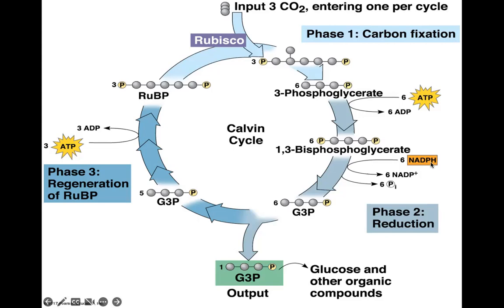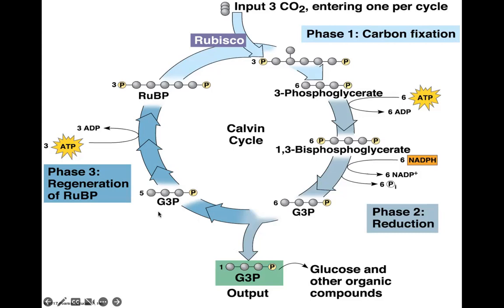Next, we have 6 NADPH come in. So we're adding 6 hydrogens and we're taking off 6 phosphate groups in our reduction phase. This makes G3P, okay? Our G3P comes to the output, and this is what we use for glucose and other organic compounds. So some of it's coming out, some of it's still going around, right? So here's our G3P, and this is our regeneration of RuBP.